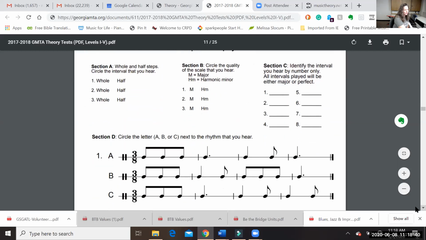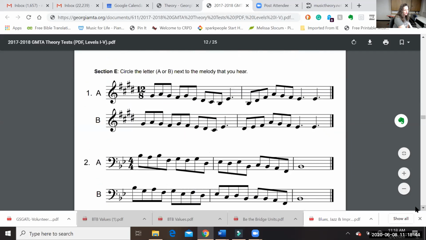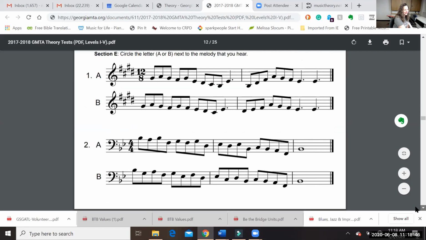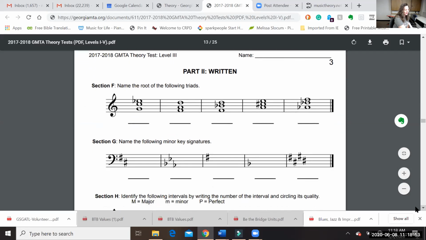We're going to actually scroll past this ear training. The first two pages are all ear training. We'll come back to those in another video. We're focusing on the written part of the test today. So here is the written part of the exam, and we're going to go through these problem by problem by problem, and I'll explain how you do each part of the test.